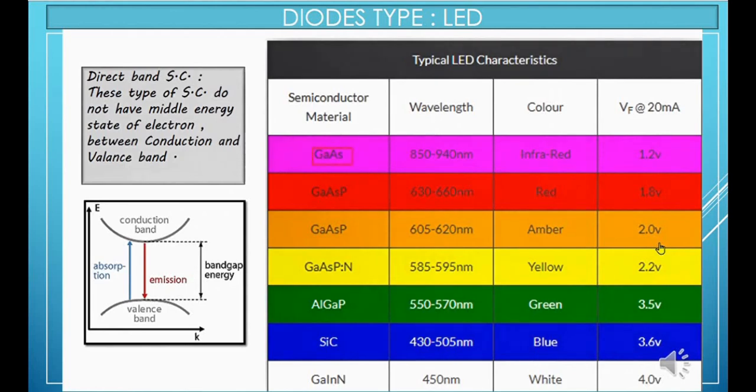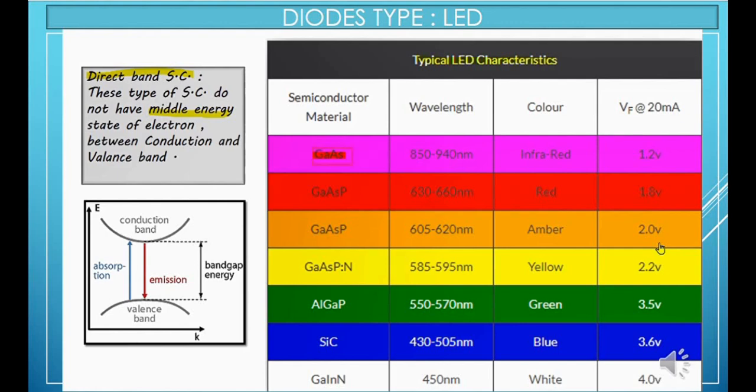So these are some of the materials which are used to make LEDs. Direct band gap semiconductors do not have a middle energy state between the conduction and valence band. So there is no middle energy, and an electron can easily go from the conduction to the valence band. It should be noted that we cannot use silicon. So these are the materials used in the formation of LEDs.